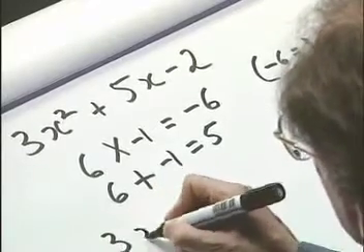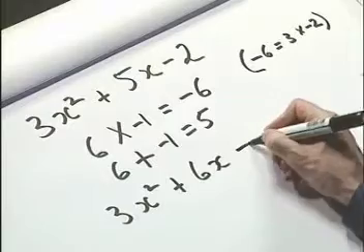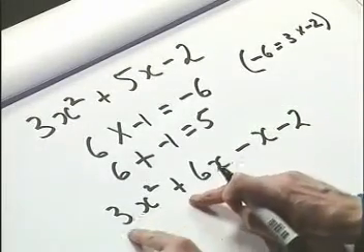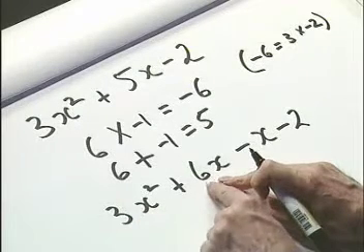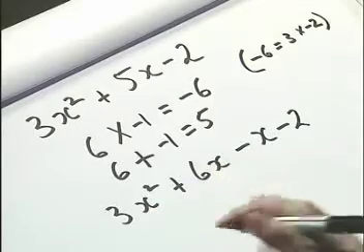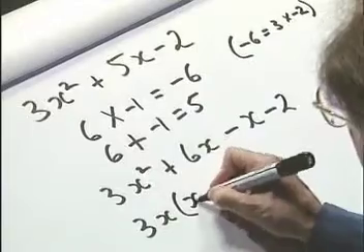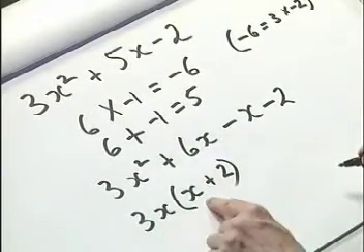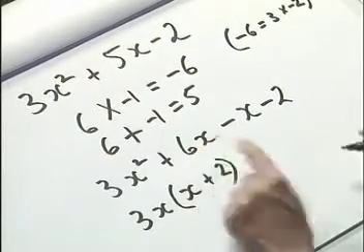So we take 3x squared plus 6x minus x minus 2. Let's have a look for a common factor here. Well, there's a 3x squared and a 6x. So there's obviously a 3 as a factor and also an x. So let's take out 3x. Leaves me x plus 2. 3x times x gives us the 3x squared. 3x times 2 gives us 6x.